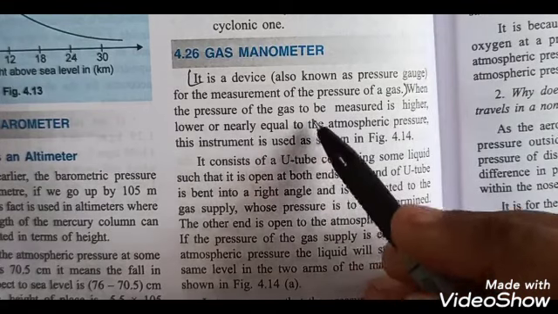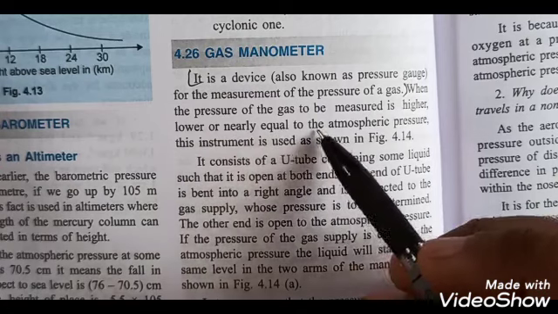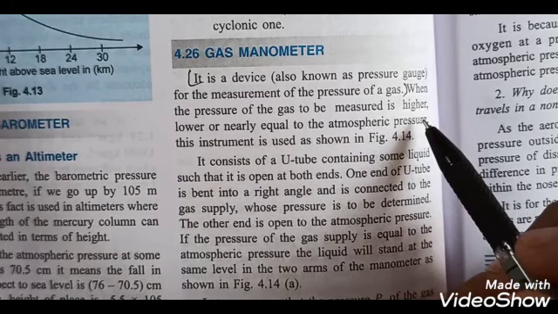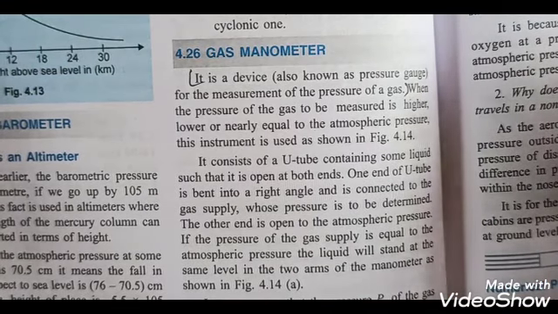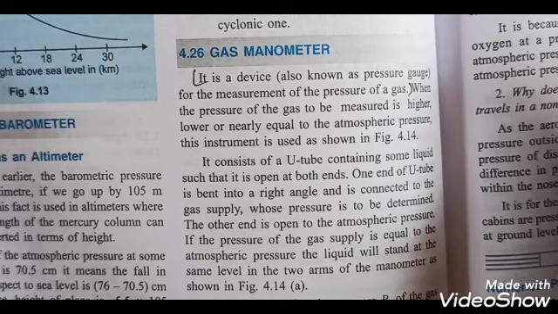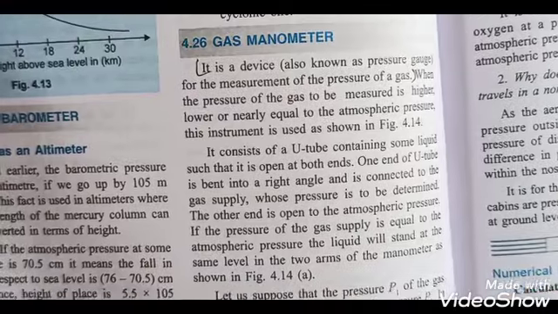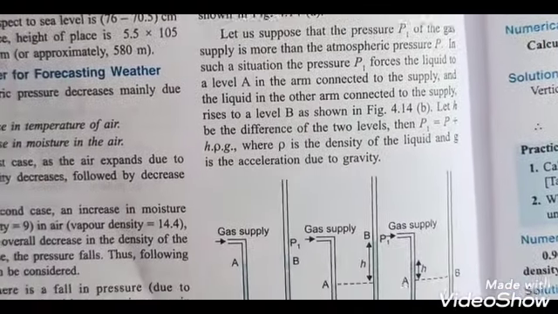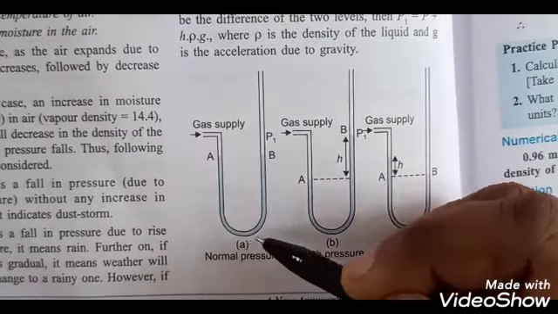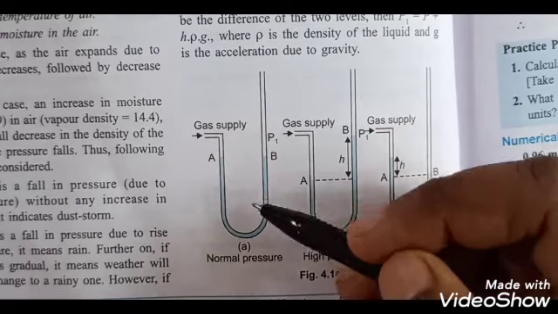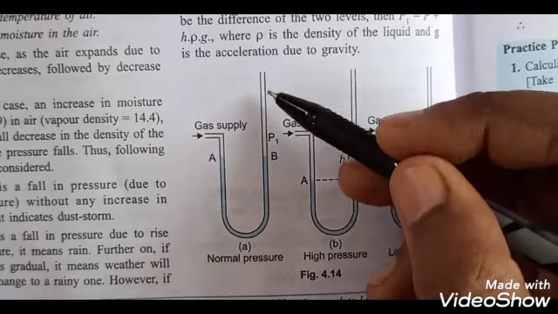When the pressure of a gas being measured is higher, lower, or nearly equal to atmospheric pressure, this instrument is used, just to find out whether the pressure is more than atmospheric pressure, less than atmospheric pressure, or equal to it. What does this gadget consist of? It's a very simple gadget. It consists of a U-shaped tube. Sometimes one side is longer or smaller, but a U-shaped tube is there.